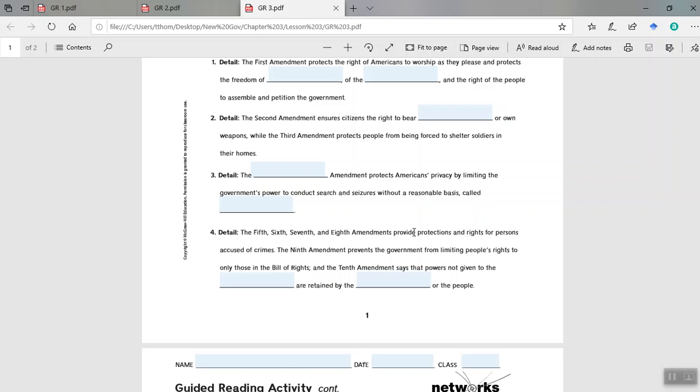The 5th, 6th, 7th, and 8th Amendments provide protections and rights for persons accused of crimes. The Ninth Amendment prevents the government from limiting people's rights to only those in the Bill of Rights. And the 10th Amendment says that powers not given to the federal government are retained by the states or the people. States or the people.